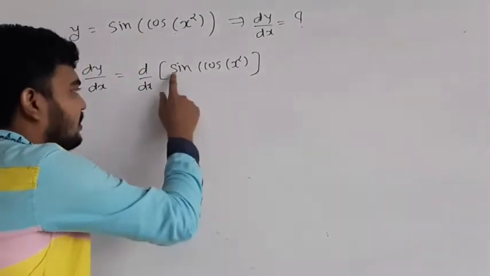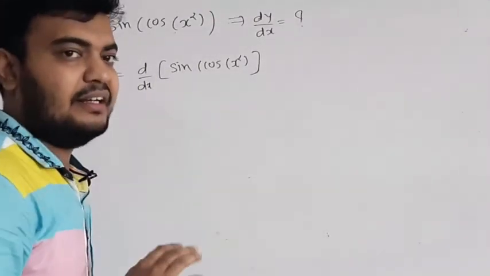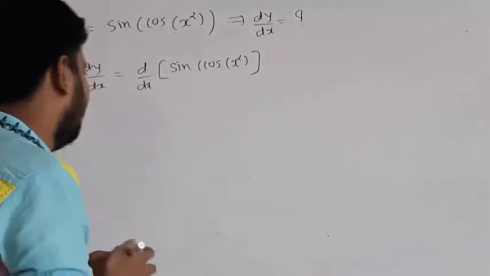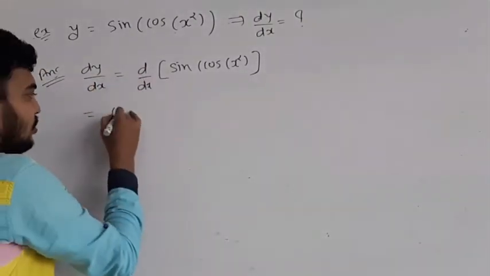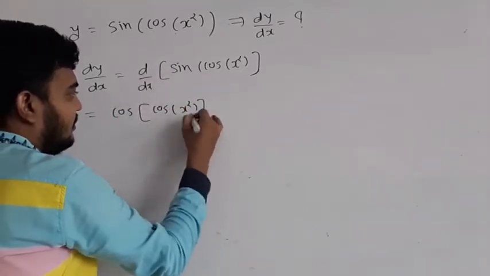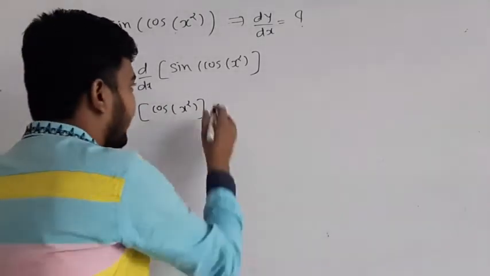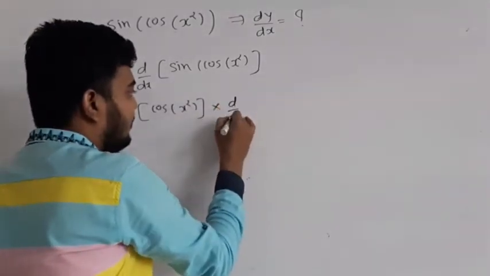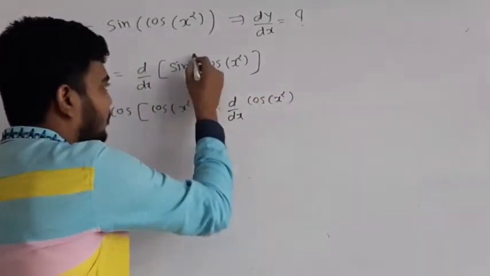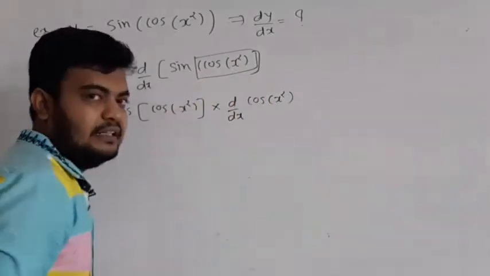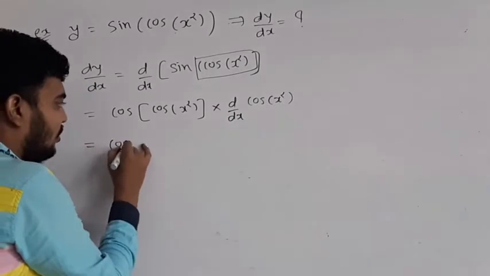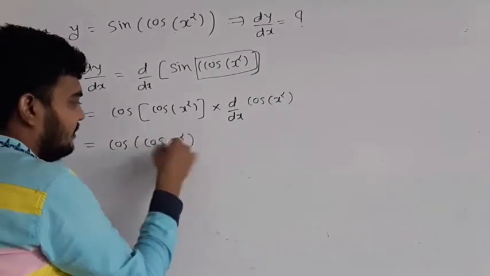Here the outermost function is sine, so first we take the differentiation of the outermost function. The derivative of sine is cos, so cos of theta as it is, cos of x square. Apply a multiply sign and d by dx of cos of x square. It means the derivative of the second outermost function.